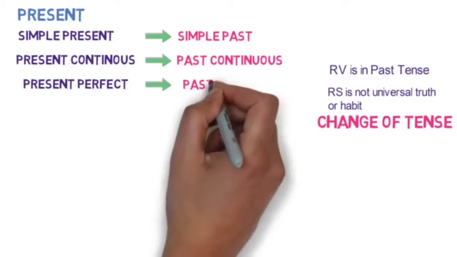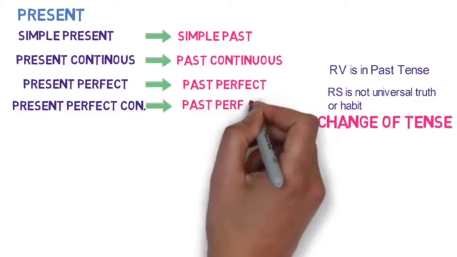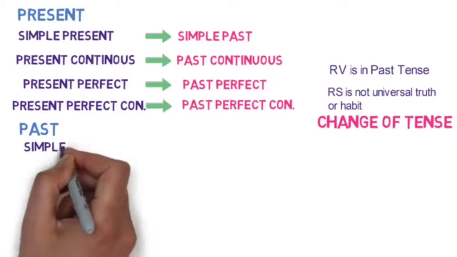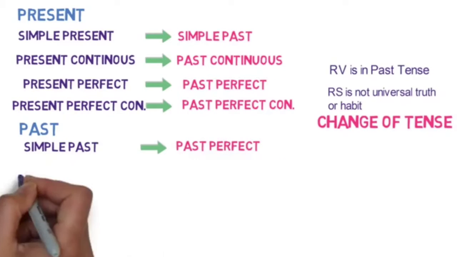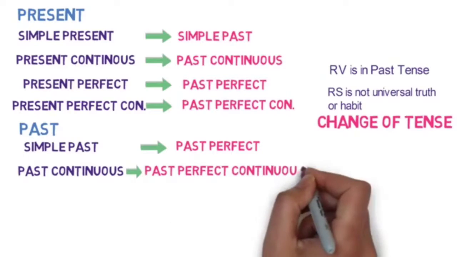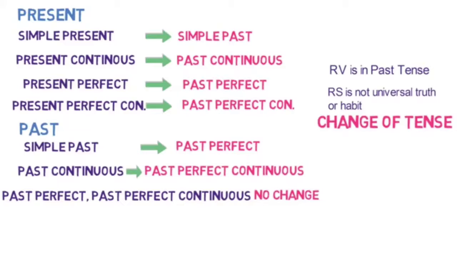Present perfect will be converted into past perfect. Present perfect continuous will convert into past perfect continuous. In past, simple past will be converted into past perfect. Past continuous will be converted into past perfect continuous. Past perfect and past perfect continuous, there is no change.